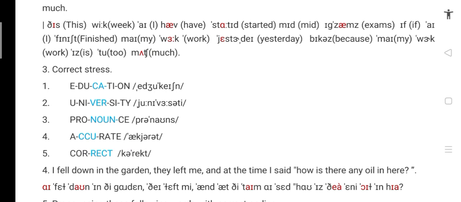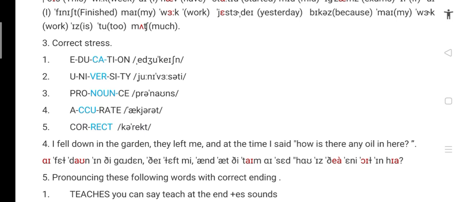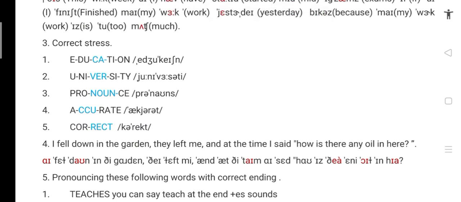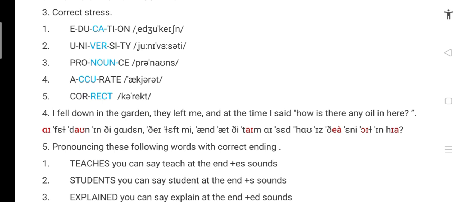Okay, next my answer number 3. In this answer, about correct stress. Number 1, education. The stress is in the K part, education. Number 2, university. Number 3, pronounce, the stress in noun. 4, accurate. You can stress in accurate. And the 5, correct. Stress in rect.